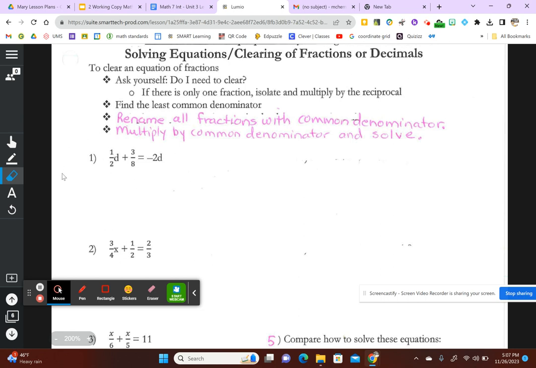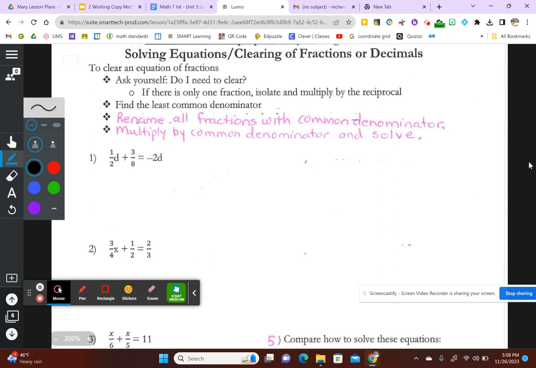But if you have a bunch of fractions, you find the least common denominator, you rename all the fractions with the common denominator, and then you multiply by the common denominator and solve. So let me show you how to do that. We'll get an example. So here, there's two different fractions. So I want to get rid of the fractions.